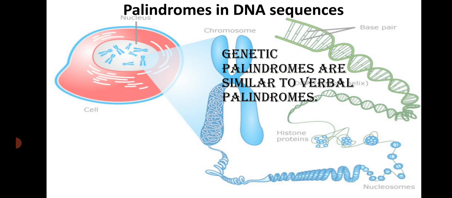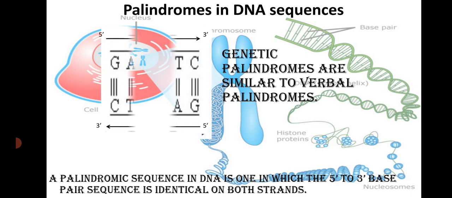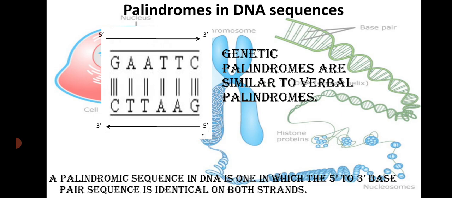Now, genetic palindromes are similar to verbal palindromes. So, if we have a genetic sequence which reads the same while reading 5 prime to 3 prime or from 3 prime to 5 prime, it will read the same from both strands. For example, 5 prime G A T T C 3 prime. If you read it in reverse, it is again G A T T C. They are called genetic palindromes.